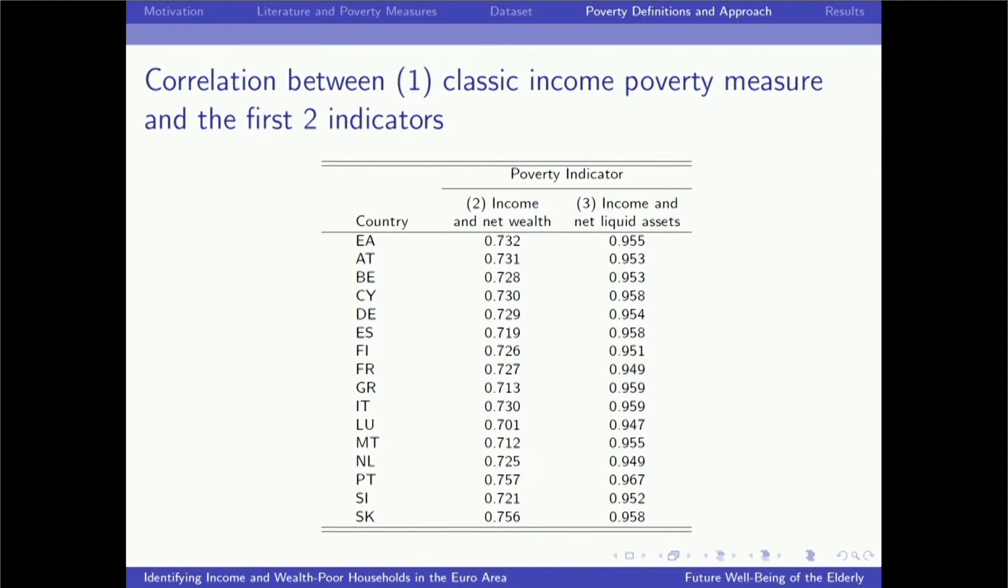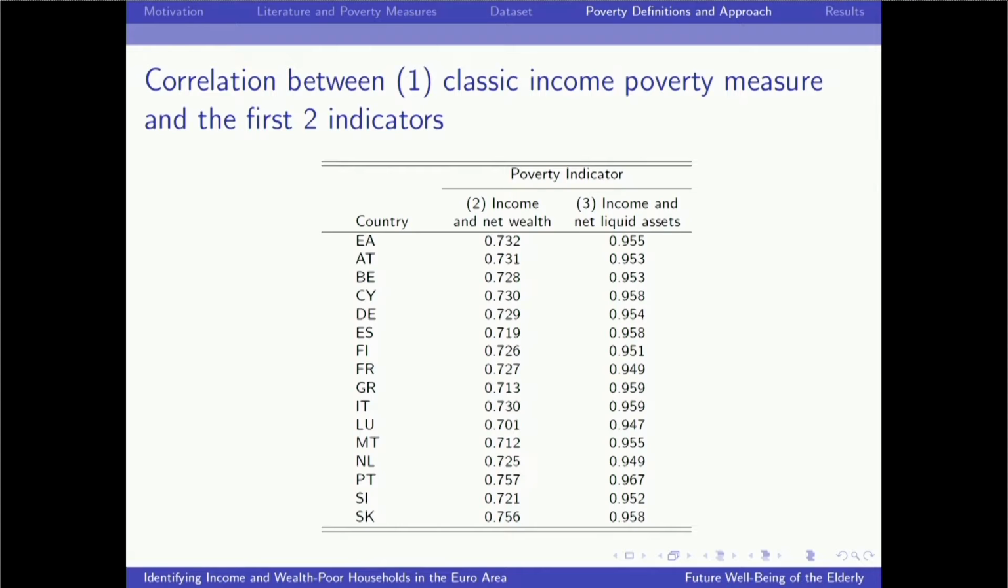What we see generally is that the correlation coefficients are comparable across countries. That means the correlation between the first and the second indicator is always between 0.7 and 0.75, and for the first and the third indicator, it's a little bit more than 0.94.